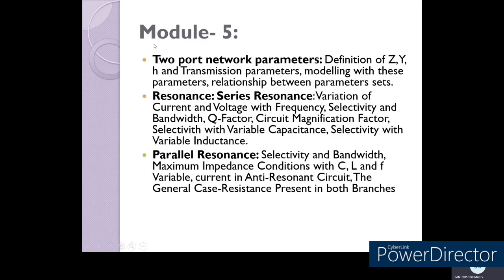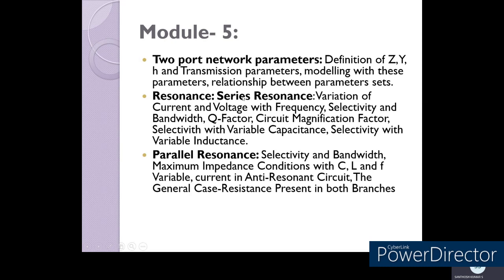Then module 5 consists of a combination of many things. One is called two-port networks, where we are going to study various types of network parameters such as Z parameters, that is impedance parameters, admittance parameters, transmission parameters, and hybrid parameters. We are going to model the network in terms of these parameters, and study the relationship between the different types of parameters in these two-port networks at the initial stage.